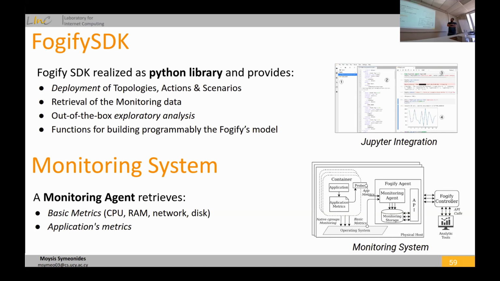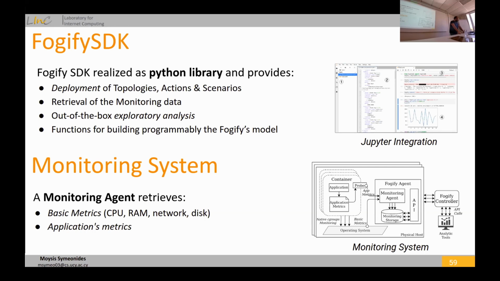Also, it can retrieve monitoring metrics from a running emulation and can provide out-of-the-box exploratory analytics. Finally, it provides functions that allow users to programmatically create the Fogify model, so users can build on top of this Fogify SDK new abstractions or create large-scale deployments.